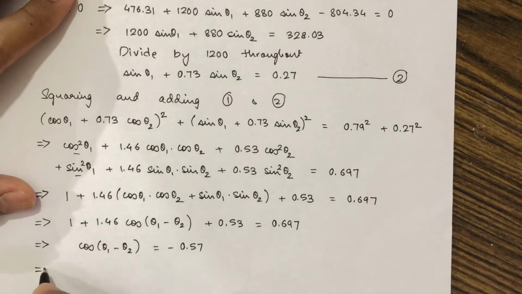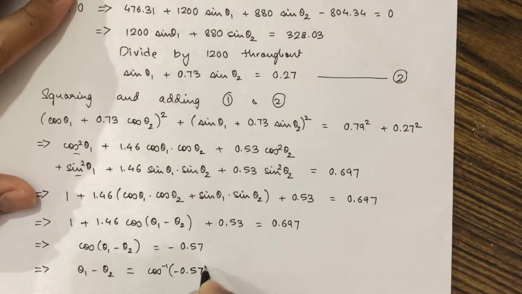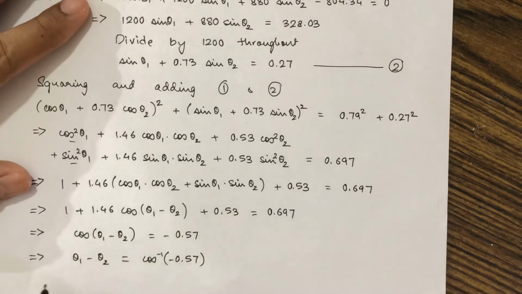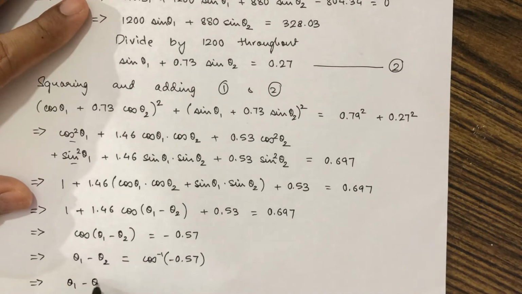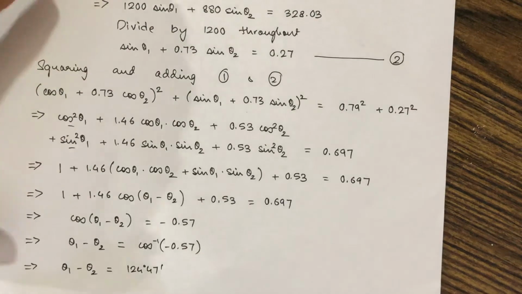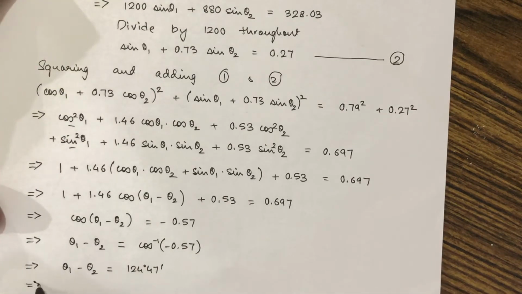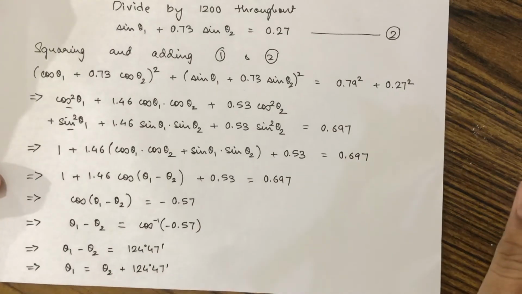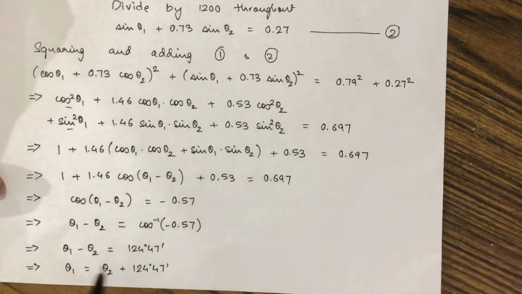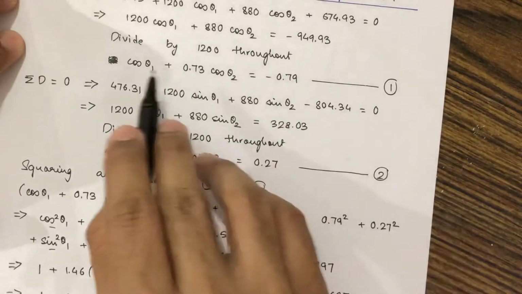And ultimately, when we calculate the value for theta 1 minus theta 2, this will be cos inverse of minus 0.57. So we get theta 1 minus theta 2 as 124 degree 47 minutes. So theta 1 can be written as theta 2 plus 124 degree 47 minutes. Okay. So let us substitute this value of theta 1 in this equation 1.